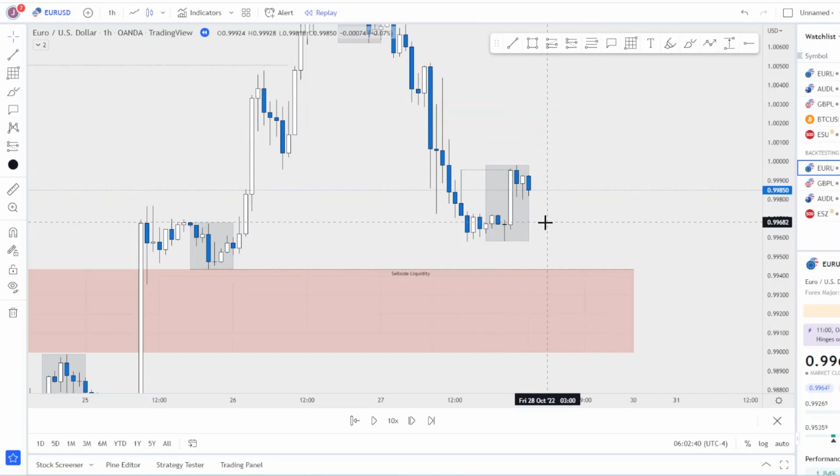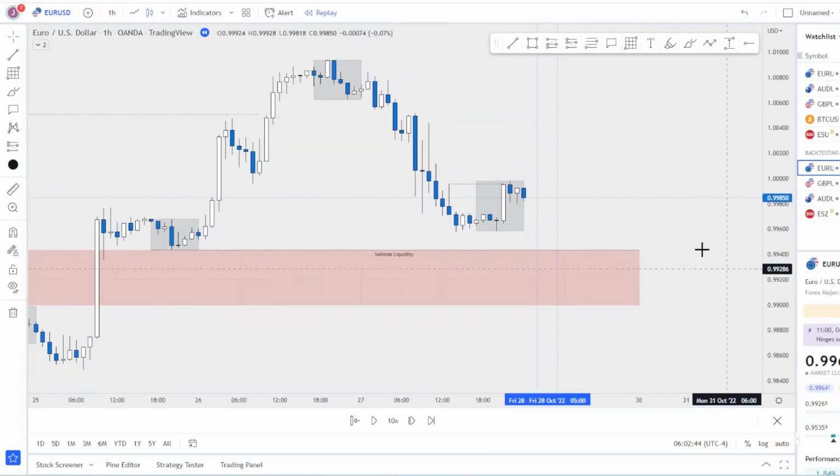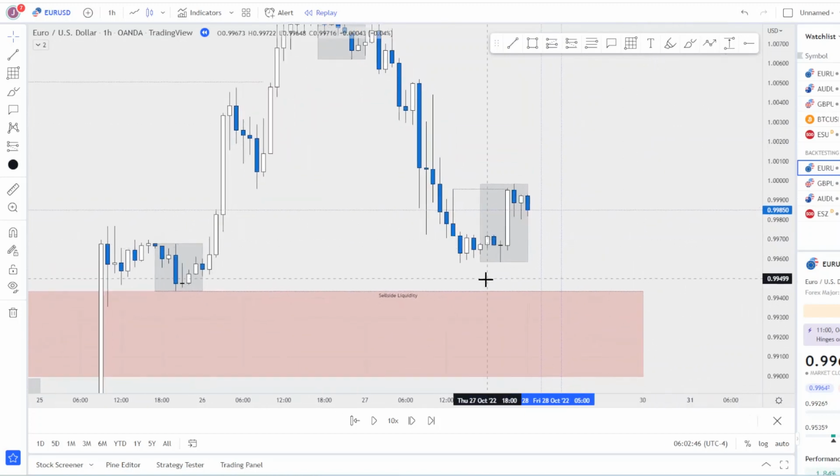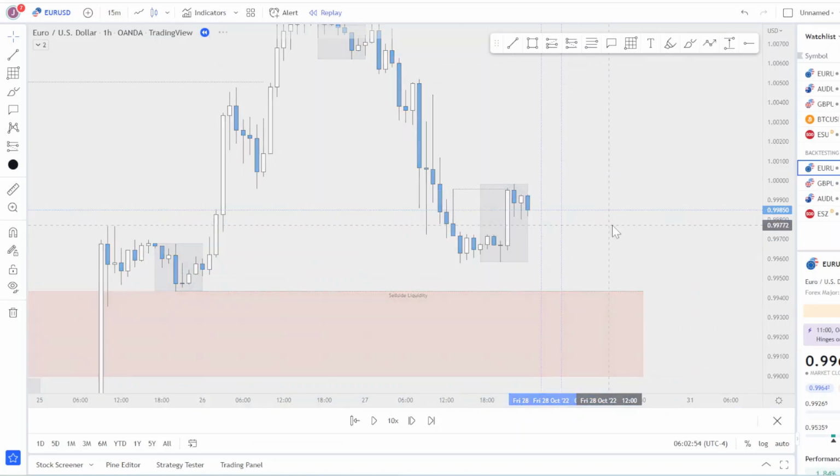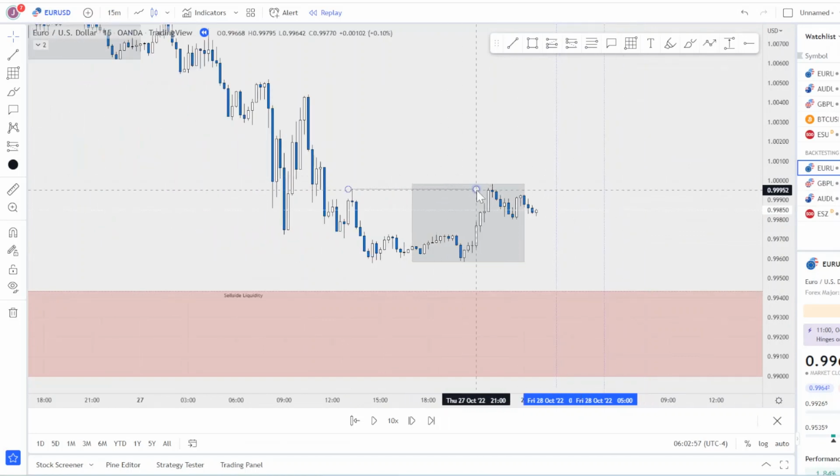I'll mark out my ICT kill zones again, 2 a.m. to 5 a.m. New York time. And then after the 1 hour, I'm still seeing that we're bearish and my overall target is here. So then on the 15-minute time frame next, I'll have a look to see what's going on.